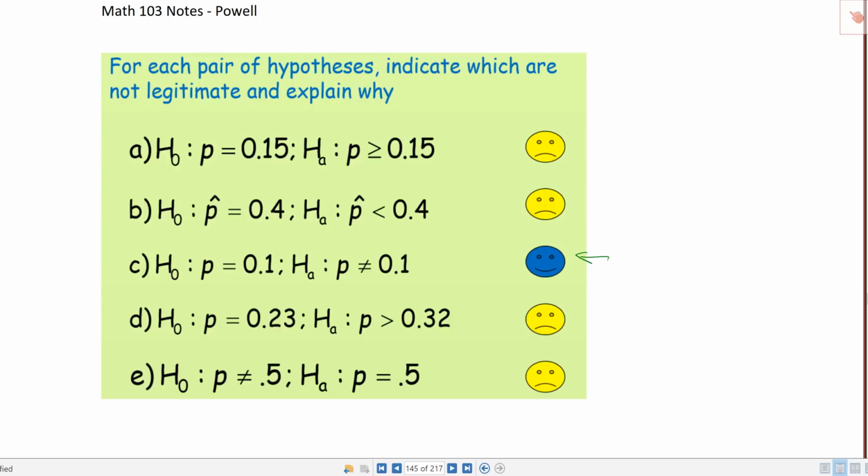So for A, the null hypothesis is that P is equal to 0.15. There's nothing wrong with that, but when I look at the alternative hypothesis, it will never have an equal sign. So hopefully you saw that. It should just be P is greater than 0.15.